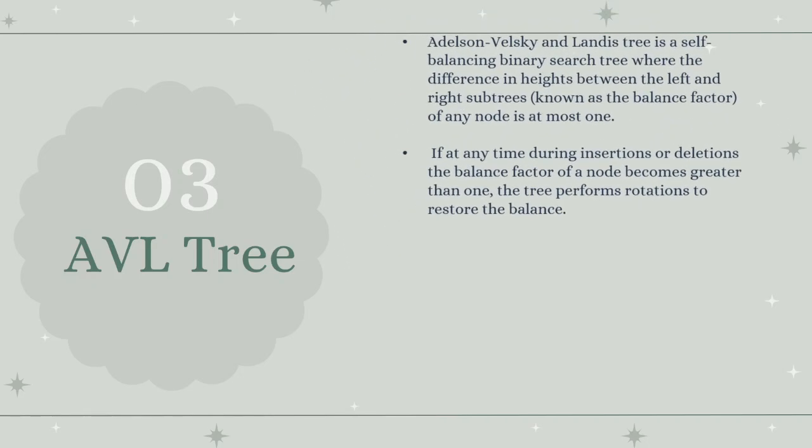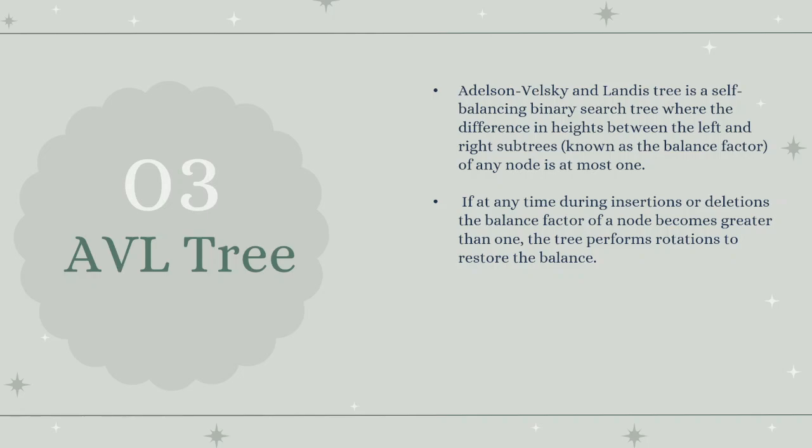Moving on, we have the AVL tree, named after Adelson-Velsky and Landis. It's a self-balancing binary search tree, meaning it automatically keeps its height small in the face of insertions and deletions. The AVL tree maintains a balance factor, the difference between the heights of the left and right subtrees, which is always minus 1, 0, or 1.